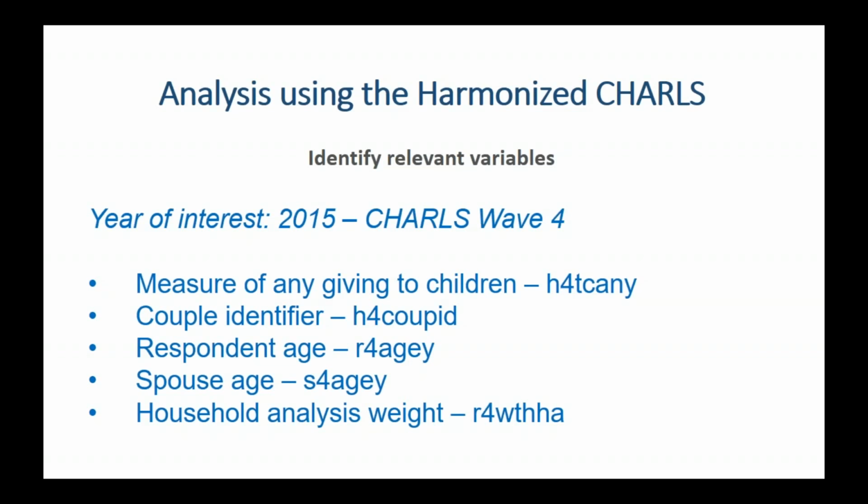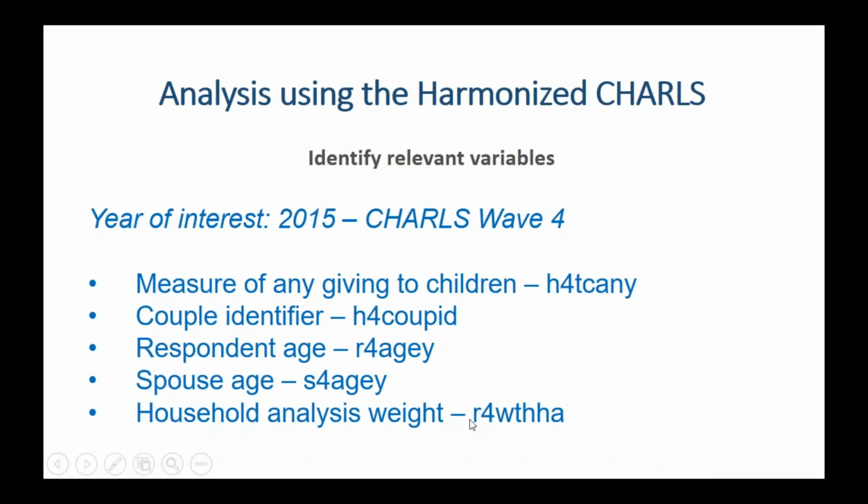We're going to use the respondent age. This is in a variable called R4AGEY. So again, respondent in Wave 4, their age in years. Hopefully our variable naming convention is starting to make sense here. We're going to also use spouse age. And then we're going to use a household analysis weight, because again, we're looking at something at the household level, whether there's giving to children.